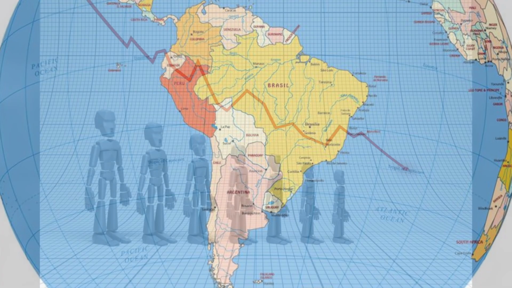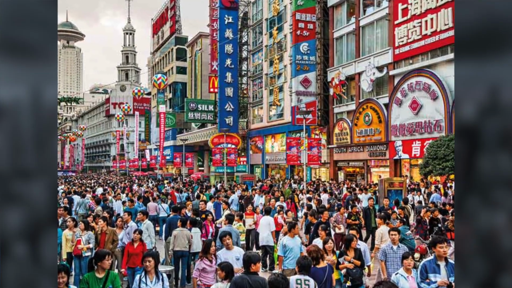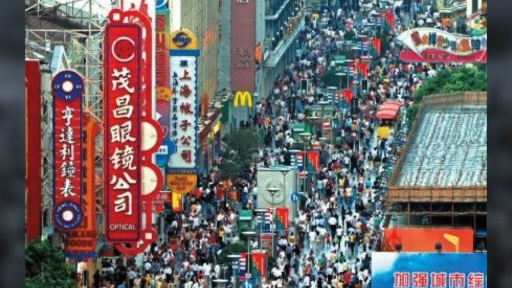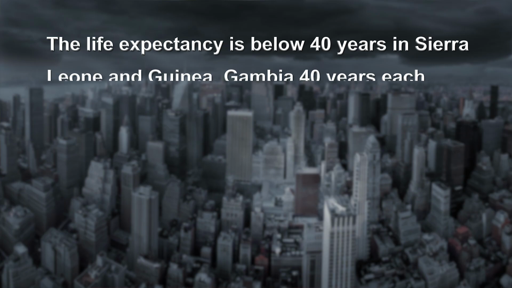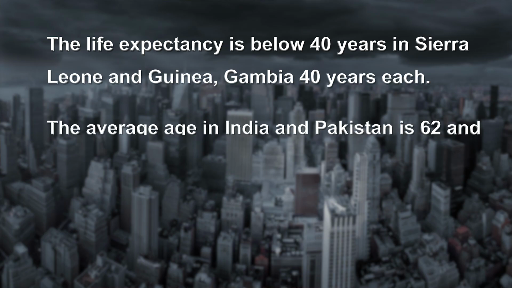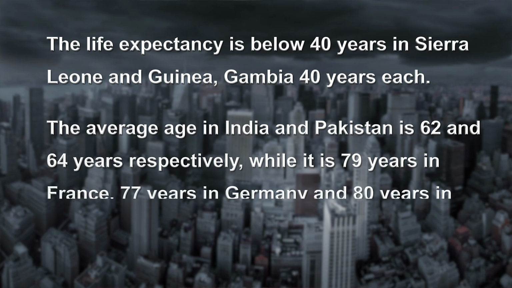In South America, the declines have been small, while in China, the population growth has halved in the last 2 decades. The life expectancy is below 40 years in Sierra Leone, and Guinea and Gambia 40 years each. The average age in India and Pakistan is 62 and 64 years respectively, while it is 79 years in France, 77 years in Germany and 80 years in Japan.